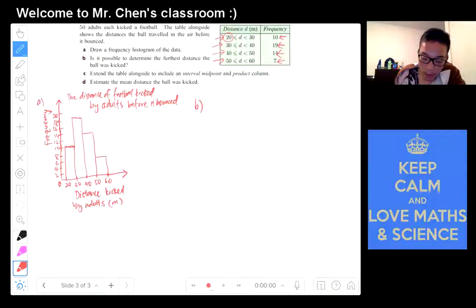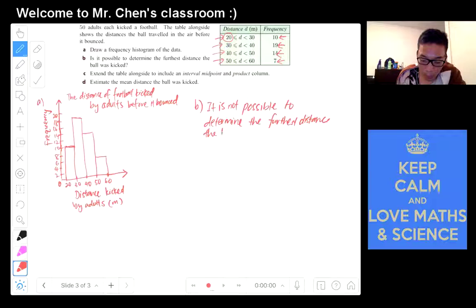So it is not possible to determine the furthest distance the ball was kicked because the actual individual data wasn't available. Okay, so that answers your B.